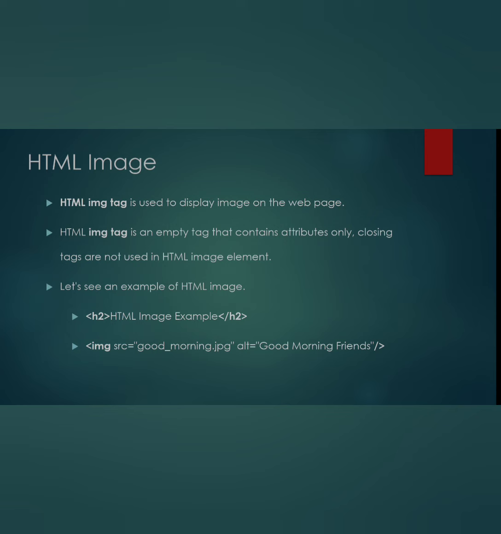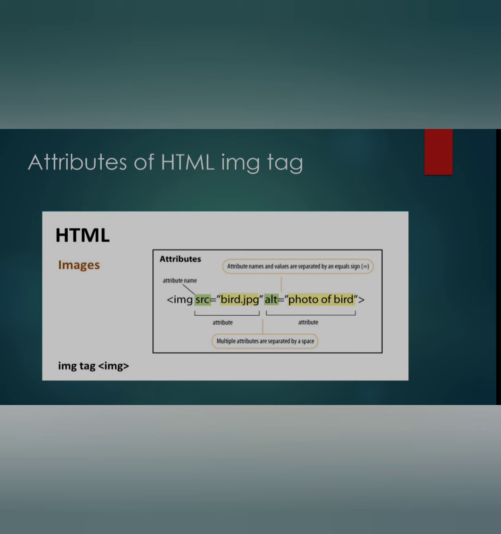H2 is a heading level, that means the second level of heading. We have to use the image source, that is good morning, it's my image name. And alt, the text we are going to give means good morning friends. These are the attributes of the HTML image tag.